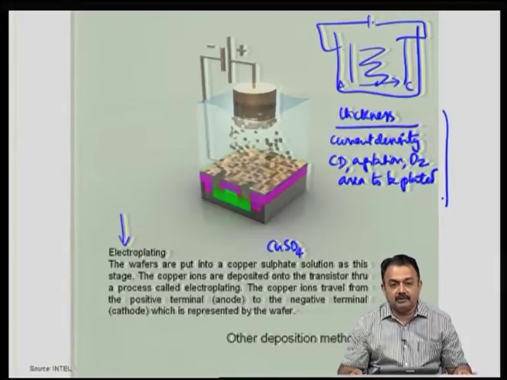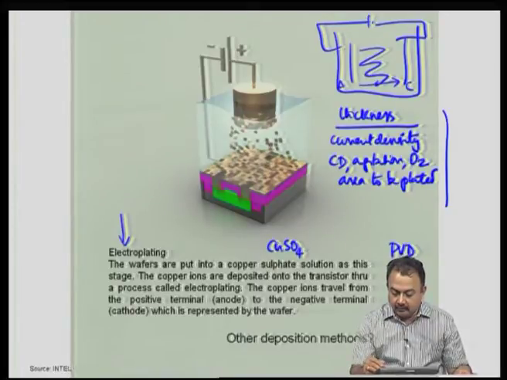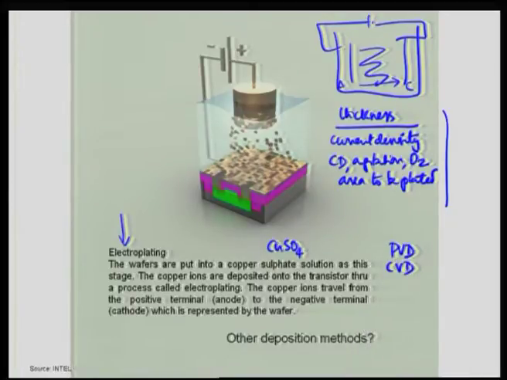So, other deposition methods could be physical vapor deposition, chemical vapor deposition or evaporation or sputtering, all these are other methods. So, it need not be electroplating alone that can be used. There are other methods that can be used for depositing the conductor material.